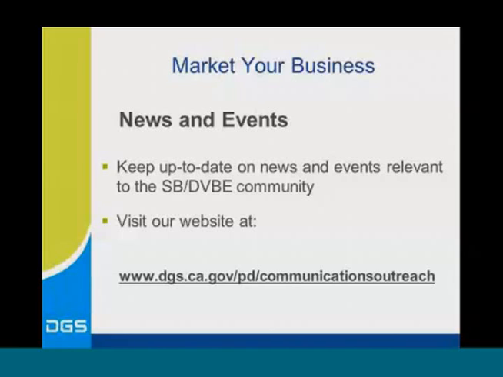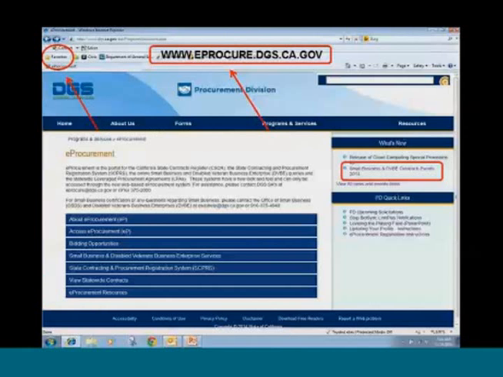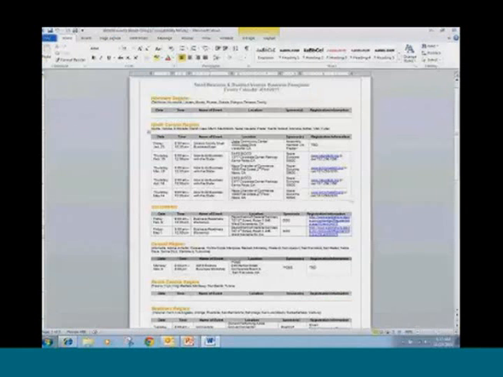The next item on step 5 is the news and events link. And here again, we go to the home page, www.eprocure.dgs.ca.gov. You see why we make it a favorite. Everything starts here. And on the right side under what's new, the second bullet says Small Business and DVBE Outreach Events 2014-15. And this is our calendar of events.